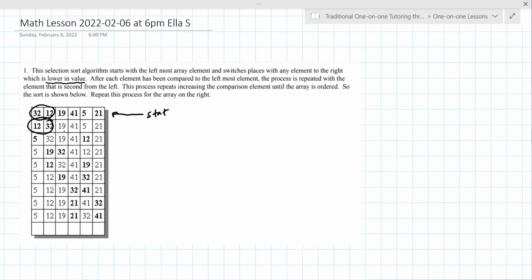5 and 12 switch, I think. I see. Oh, so it literally switches those places. I see. Okay, so 5 and 12 switch, and then 19 and 32. But why? Why do they switch like that? Because 19 is less than 32? Yeah, I think that's the whole point.